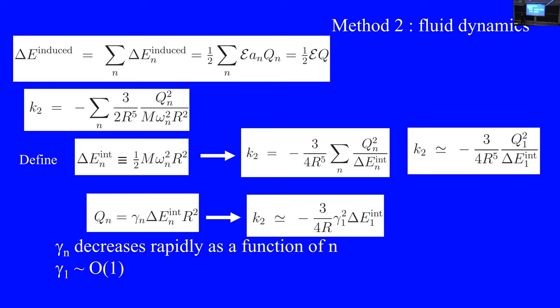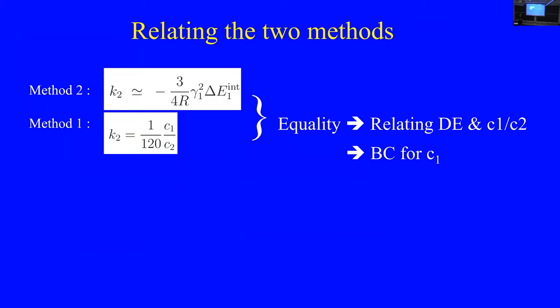Now, the two methods have to agree because they calculate the same quantity. So this way you get a relationship between the spectrum and the boundary condition that you have to impose on the deformed surface. It turns out that if the spectrum doesn't exist, the boundary condition is C1 equal to zero, and then the Love number vanishes. And if you have a spectrum, you have a real deformation, C1 is non-zero, and the Love number doesn't vanish. And let me show you how it's done.